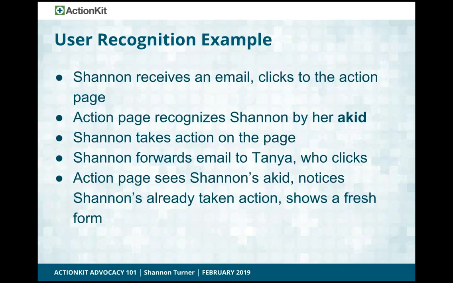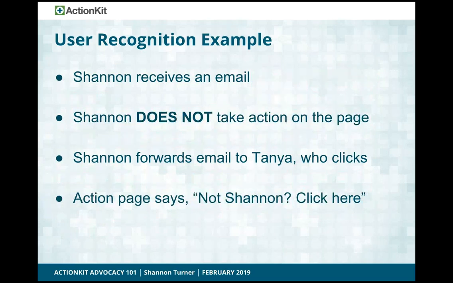So this is like a quick overview, because sometimes it can be helpful to see it broken down point by point. So I receive an email, I click, the action page recognizes me by the AK ID in the link, I take action, and then I say, hey, Tanya, check out this page. Tanya clicks. The action page sees my AK ID, but also knows that I've already taken action. So it doesn't say to Tanya, hey, Shannon. Instead, the page shows a fresh form.